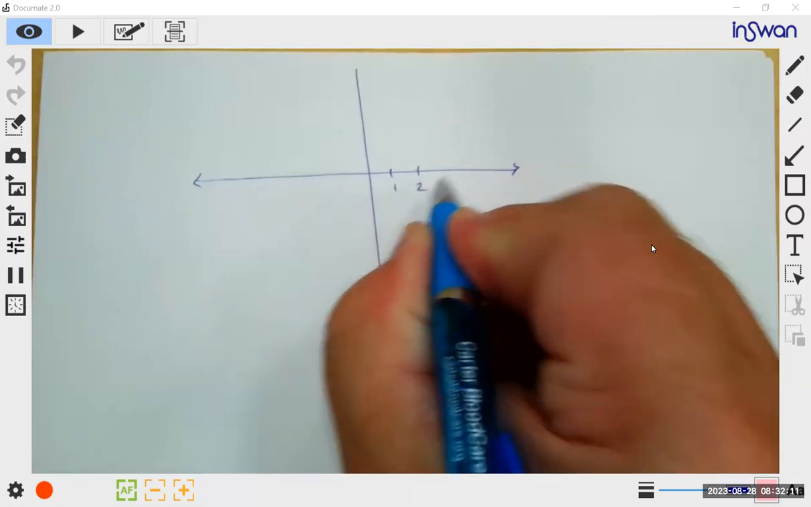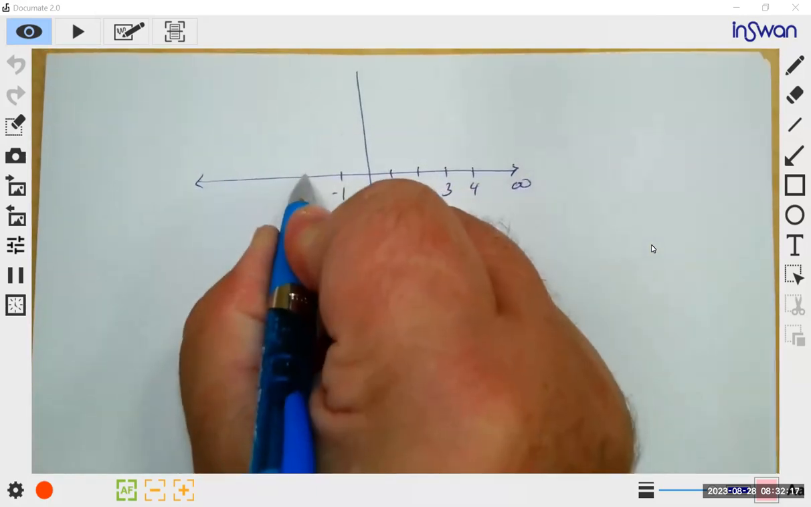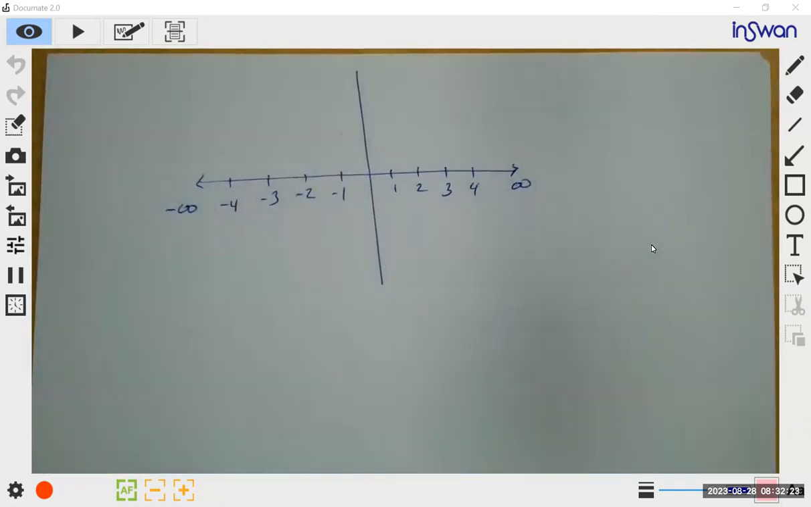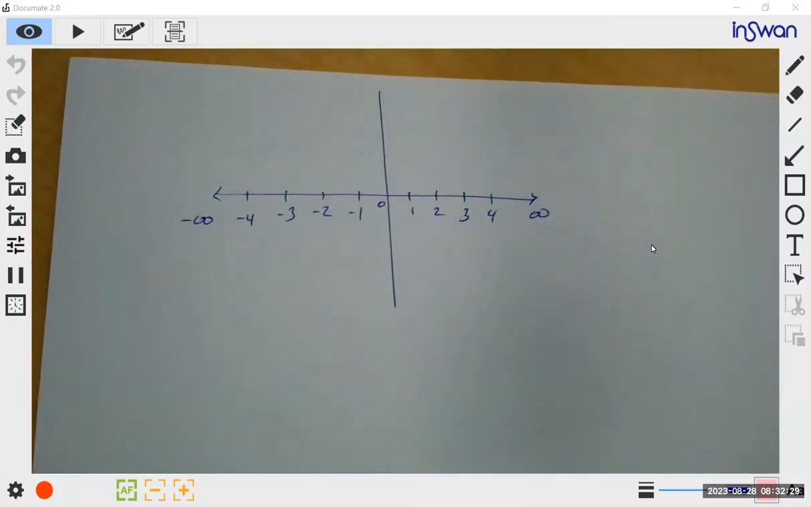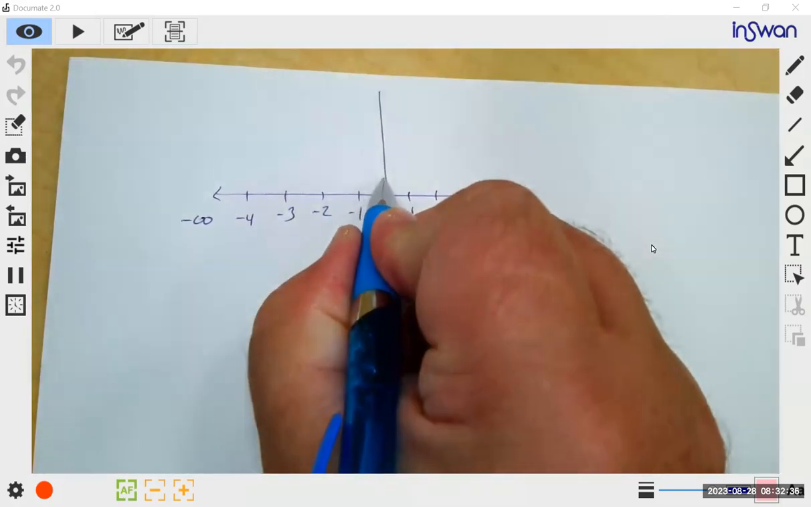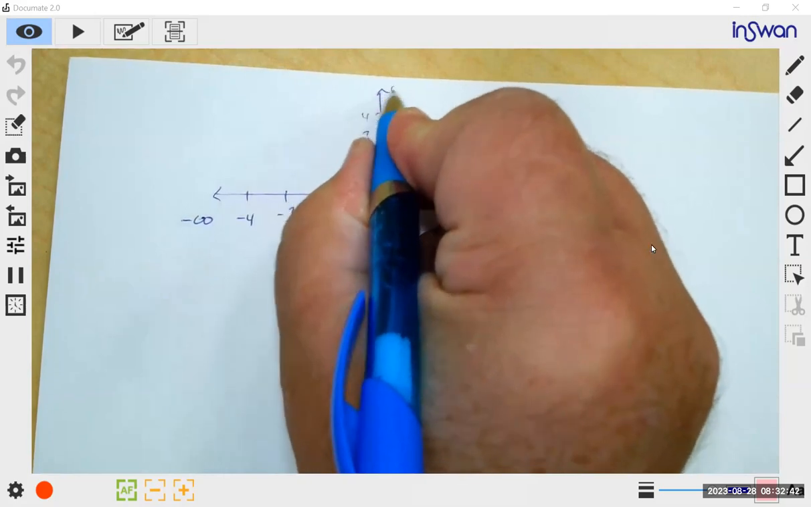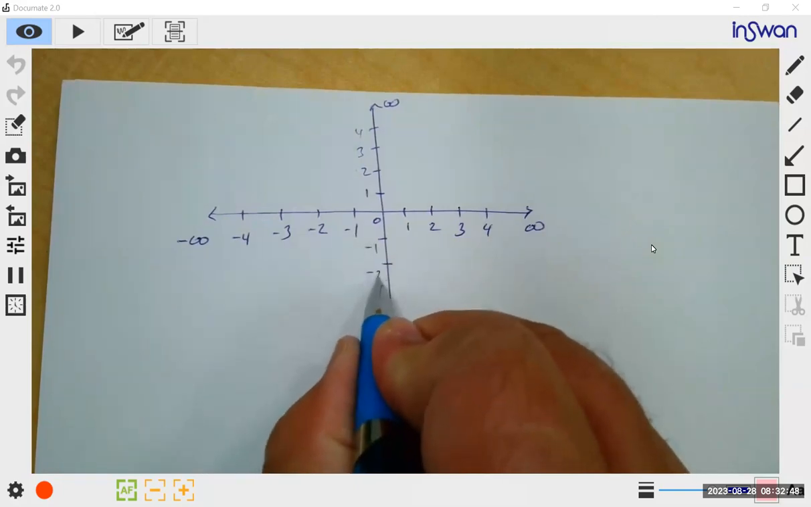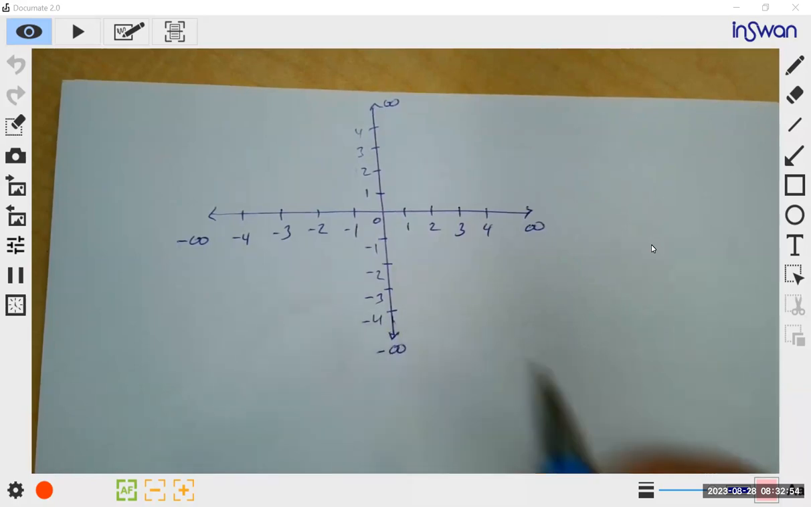Everything to the right is positive, all the way to positive infinity. Everything to the left is negative, all the way to negative infinity. So that means 0 is right there. What do you think up is, positive or negative? Up is positive. So we go up 1, up 2, up 3, up 4, and all the way up to positive infinity. So that means down is negative. Negative 1, negative 2, negative 3, negative 4, all the way down to negative infinity.